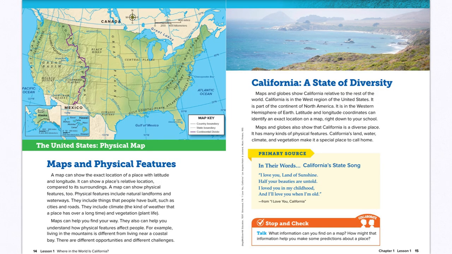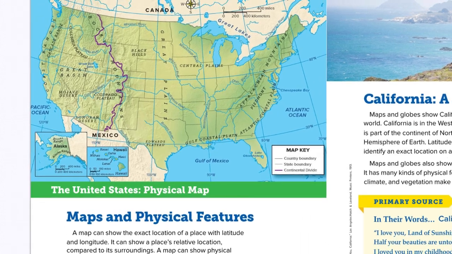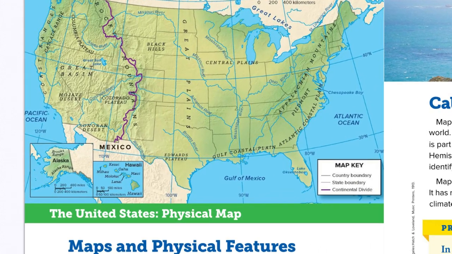Maps and physical features. So here's the United States physical map. So it's a map of the U.S. And if we take a closer look here, we have the map key: country boundary, state boundary, continental divide. And here we have Hawaii and Alaska included in these little small boxes here because they're too far away to include on a smaller map like this. You would need a large map or a globe to include them where they actually are.